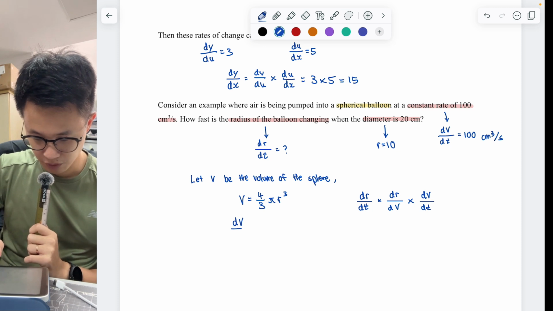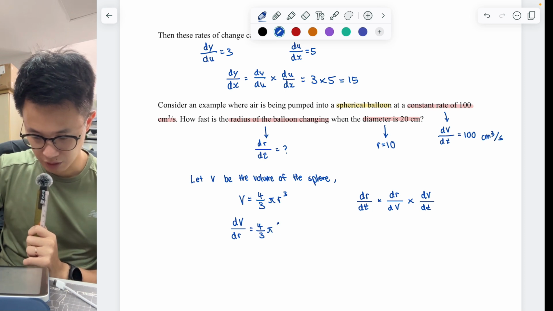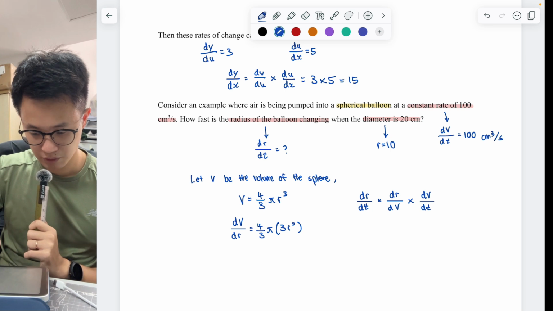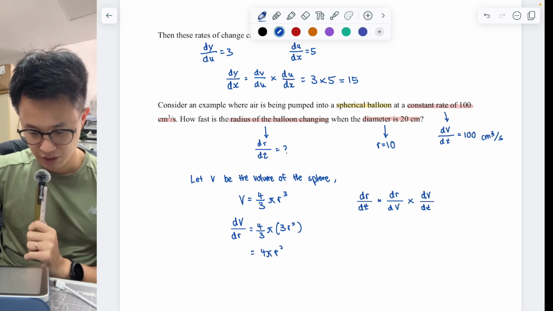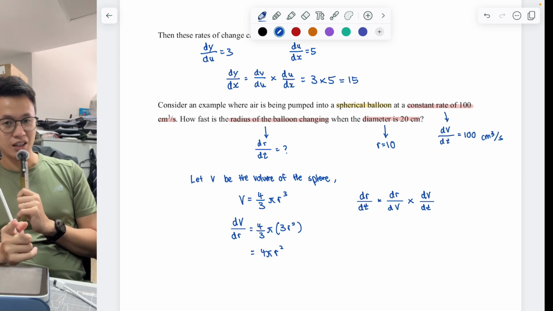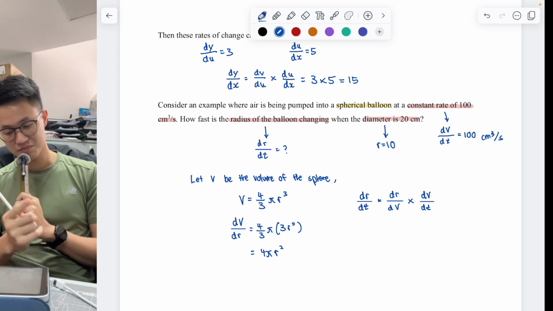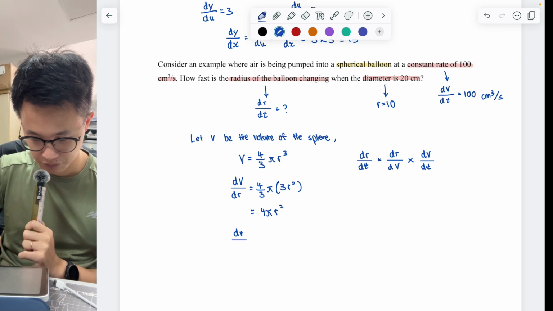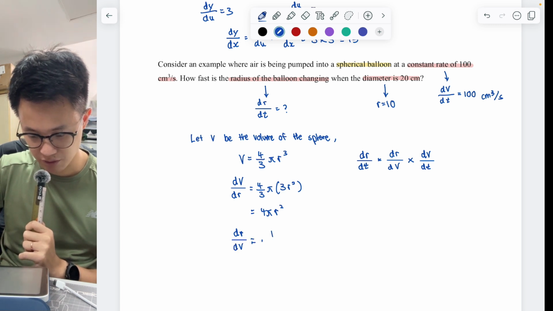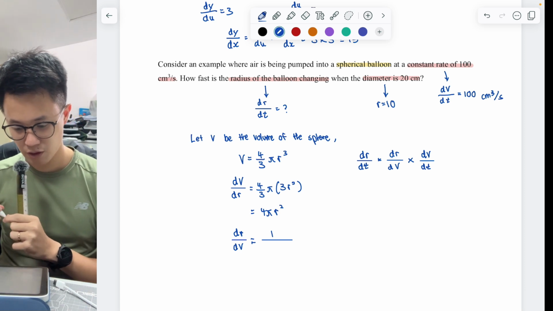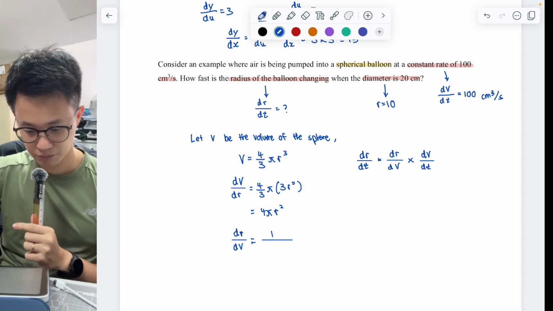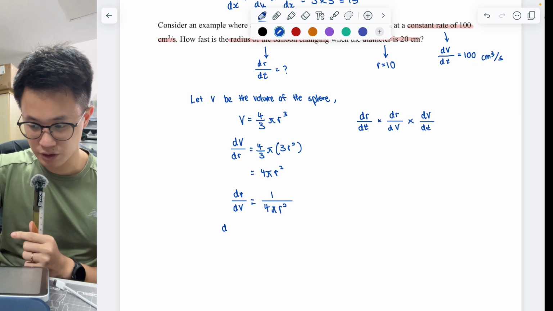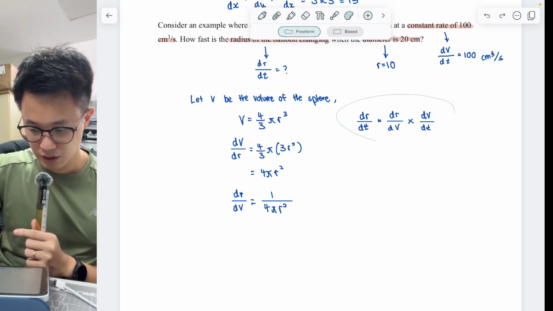dV over dr is simply 4 over 3 pi, differentiate r cubed, which is 3r squared, and you get 4 pi r squared. Interestingly, 4 pi r squared is the surface area of the sphere. That's for something next time. And so dr over dV is simply the reciprocal, 1 over 4 pi r squared. Now we can simply find dr over dt.